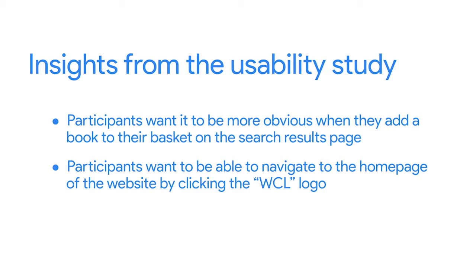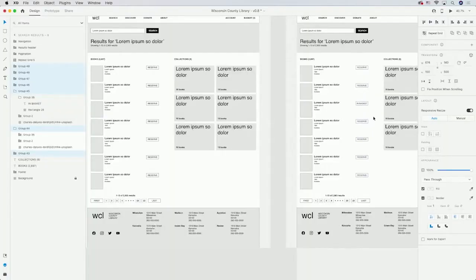Let's go through each of these, and I'll make changes to my designs in Adobe XD. First up, the search results page. During the study, all participants did not realize that the book they selected was actually reserved when they clicked on the reserve button on the search results page. To improve this user experience, I need to make it more obvious that the button next to the book changed from reserve to in basket.